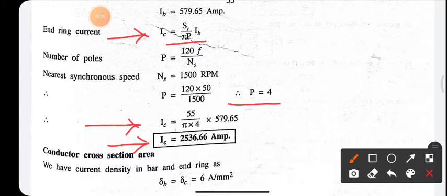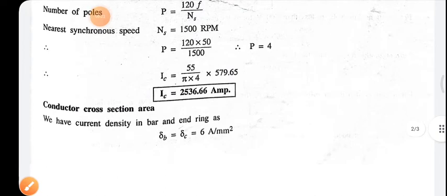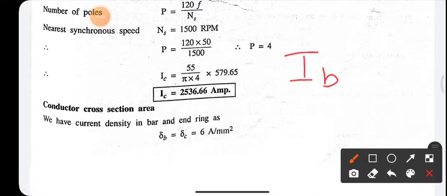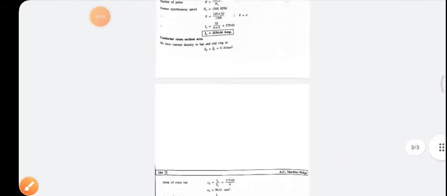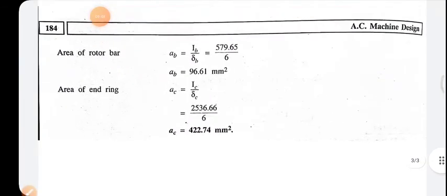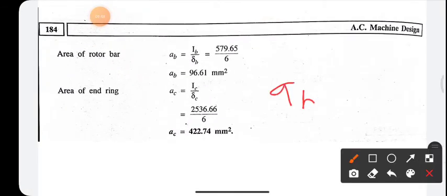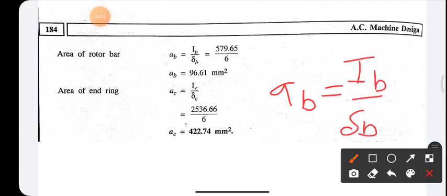So when we place all the values in the equation, Ic is equal to Sr upon pi p into Ib, we get Ic is equal to 2536.66 amperes. Right, now we have already found the current passing through the bars and the current in the end ring. Our next goal is to find the area of the bars and the area of the end ring. The current density in the bar and end ring is 6 ampere per mm square. It is already given in the numerical, so no need to assume. Now moving further, the area of the bar is given by the current through the bar upon the current density in the bar.